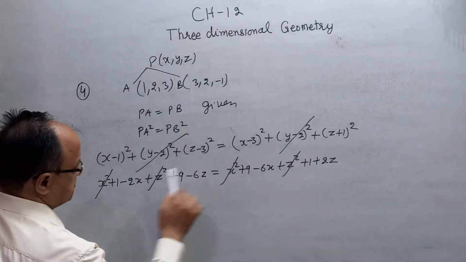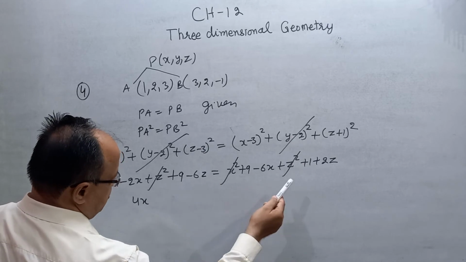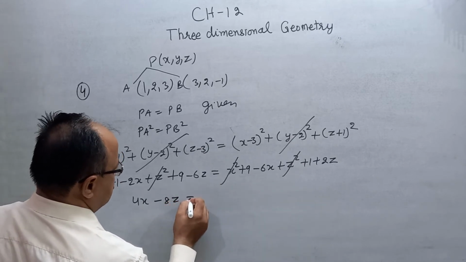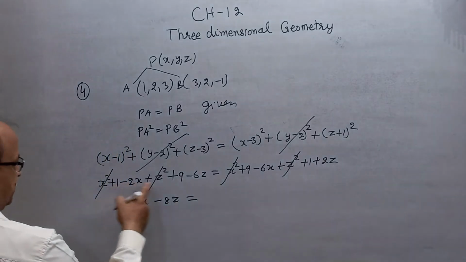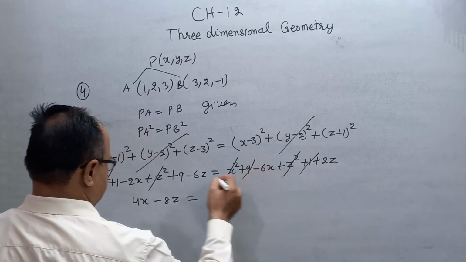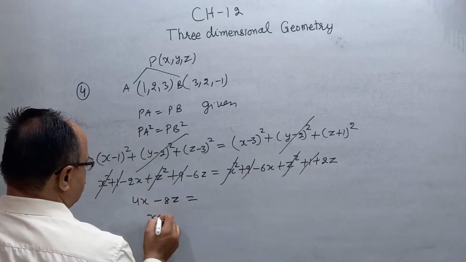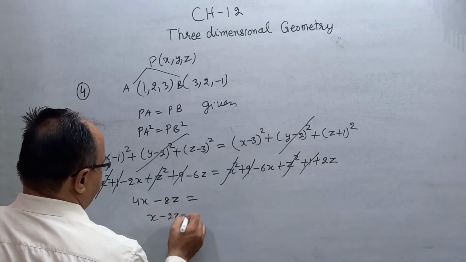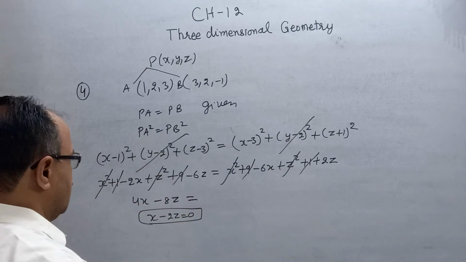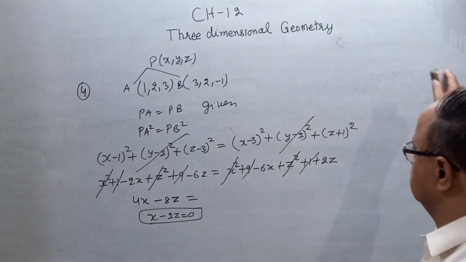Minus 2x plus 6x, that is 4x, and minus 6z minus 2z, that is minus 8z, is equal to 1 plus 9, 10, and 1 plus 9, 10, so this will cancel. Therefore, dividing by 4 on both sides, we get the answer. This is question number 4.